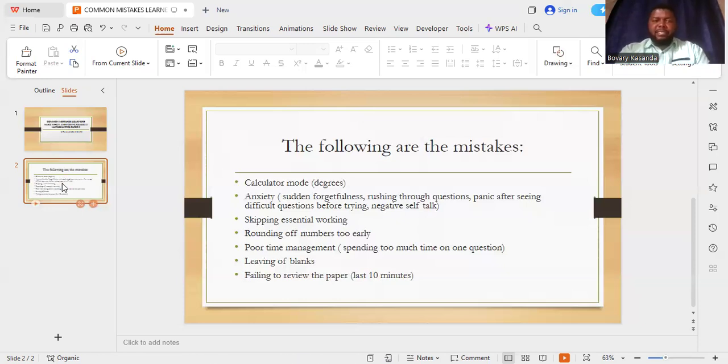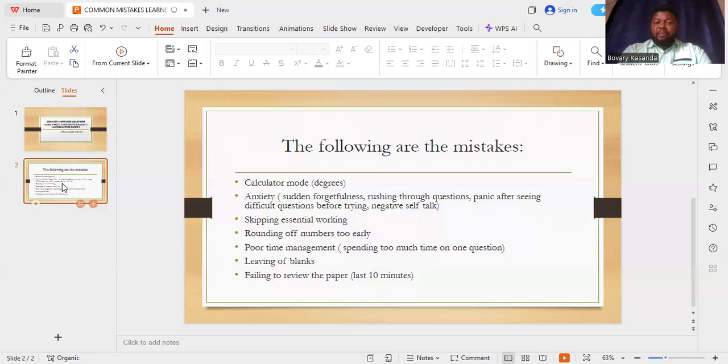Poor time management. Here is a learner. They identify that question number 2, question number 4 are very simple, and then they spend a lot of time on those questions. Please, that is going to make you lose a lot of marks. And as a result, instead of getting the distinction that you want in mathematics, you are going to have 9s. Leaving of blanks. This question is very difficult. That is not advisable. Write something. The method or the procedure is very, very important.